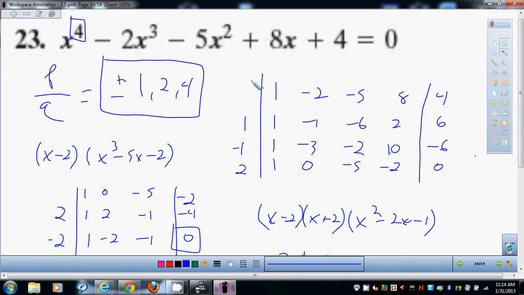1x cubed plus 0x squared plus negative 5x minus 2. The remainder column. That's just to remind you that this is the number we're looking for. We're looking for 0.